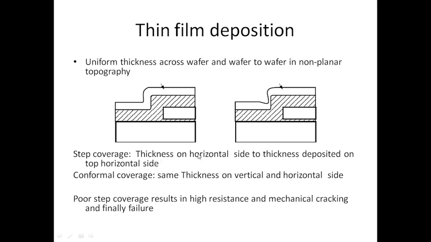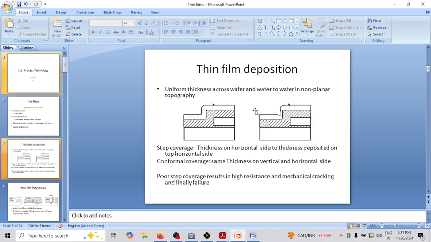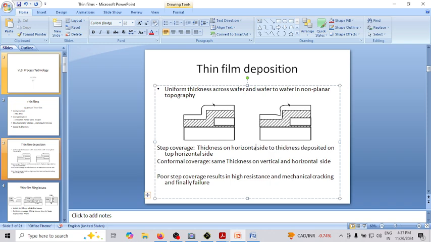Let me just mark this: this is horizontal, this is the side, and this is on the top. So this is your side here, and this is on the top. So this should be the vertical side. Let me write it as the vertical side thickness to the top side thickness. Yes, okay, this is fine now.